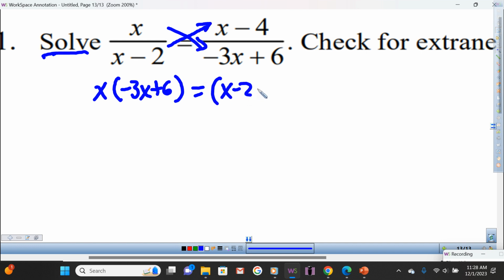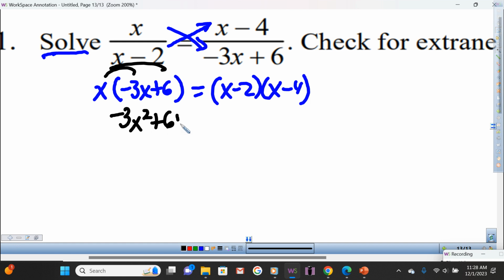x minus 2 times x minus 4. So far, so good, yes? All right, let's simplify each side. Distribute. Negative 3x squared plus 6x. I can't simplify the left side anymore, so I'm going to go to the right side.